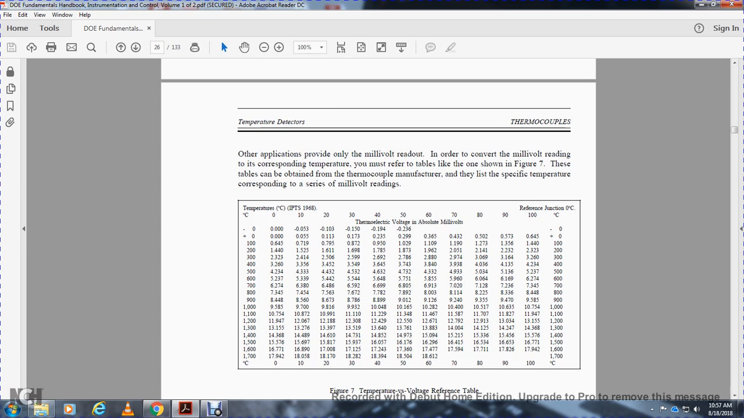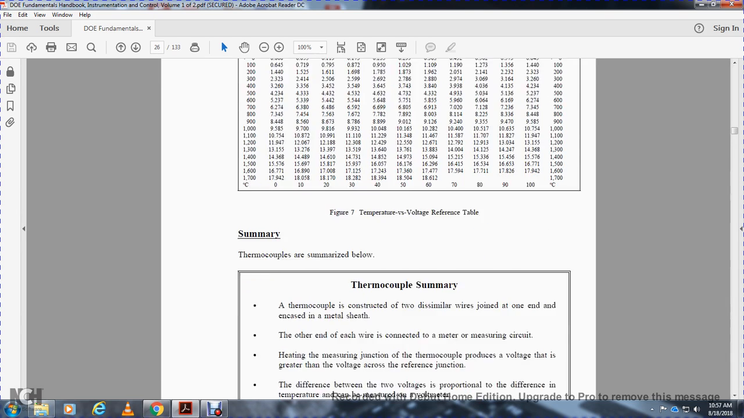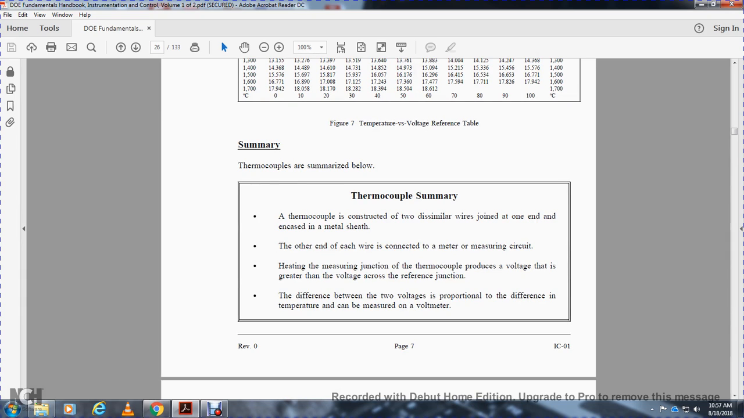In order to convert the millivolt readout to the corresponding temperature, you must refer to the table for the thermocouple type, such as the one shown in figure 7. Each of the tables can be obtained from the thermocouple manufacturer, listing the specific temperatures corresponding with the millivolt readings.